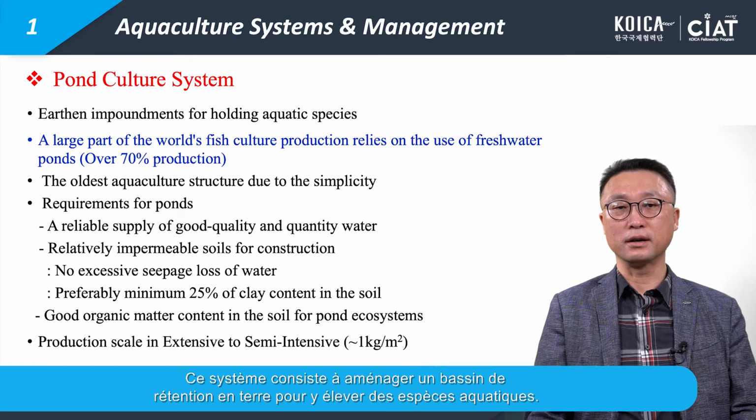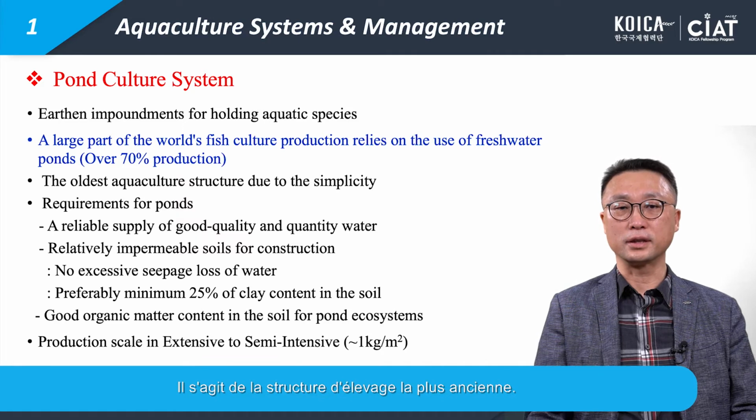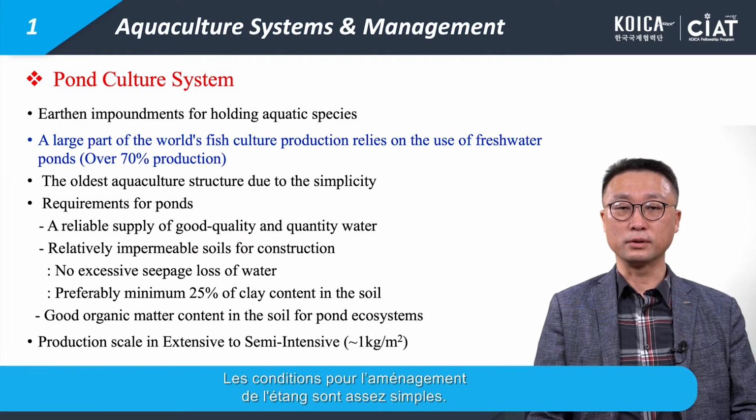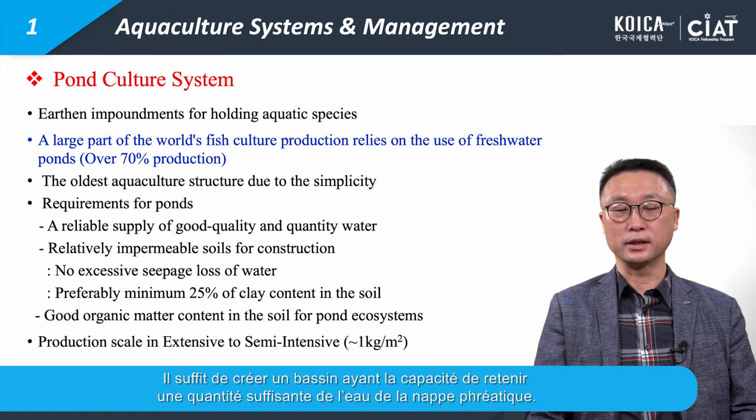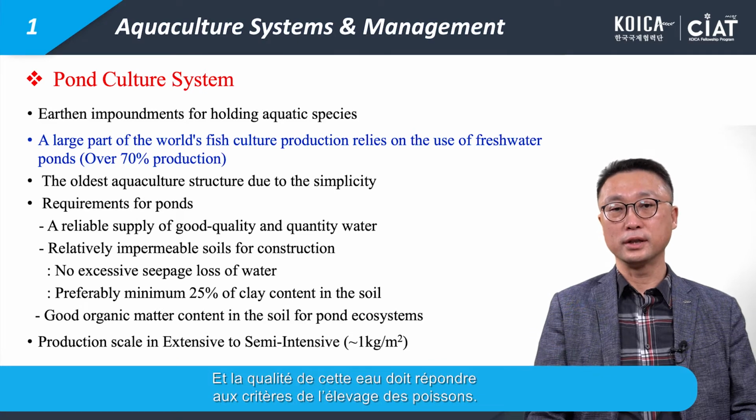Basically, this system is an earthen impoundment for holding aquatic species, the oldest aquaculture structure due to its simplicity. The requirement for the pond construction is quite simple. Basically, this pond system will have to secure enough amount of water from groundwater, and actually the groundwater quality will have to meet the standard for culturing aquaculture species.